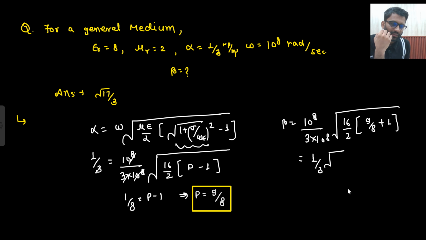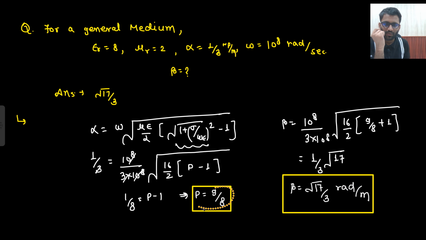So what is the answer? Under root 17, not 17. Basically I solved it. 8 plus 1, this 8 goes here. 8 plus 9, 17. 8 and 8 get cancelled. So under root 17. So the beta value you are getting is under root 17 by 3 radian per meter.